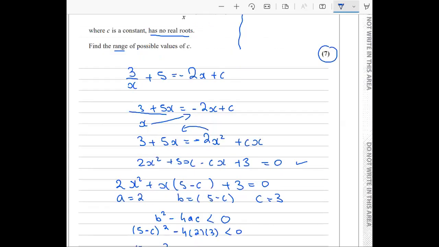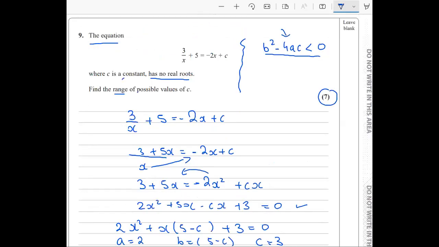In this question, as soon as we came across this word, you should immediately think about inequalities, because you only get a range when there's an inequality. We had to make our own inequality using this concept. The only concept about no real roots comes from the discriminant being less than 0. So we had to find a, b, c, insert them in this inequality, and we got the range for c. Did you understand this question?